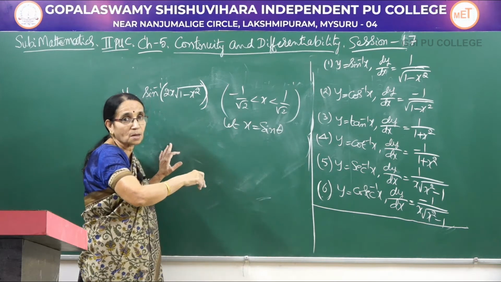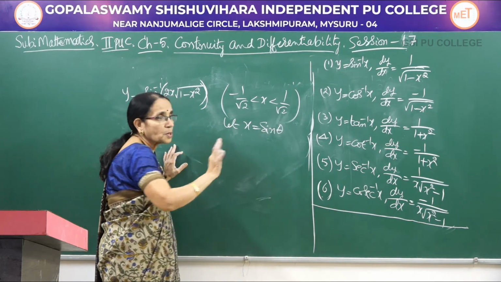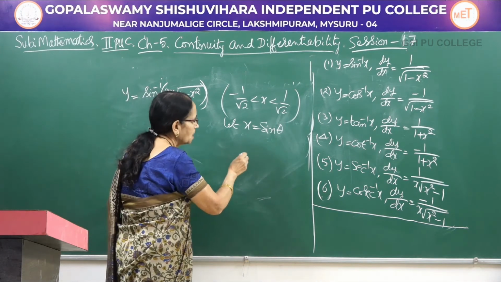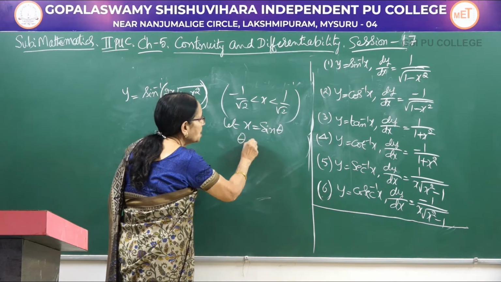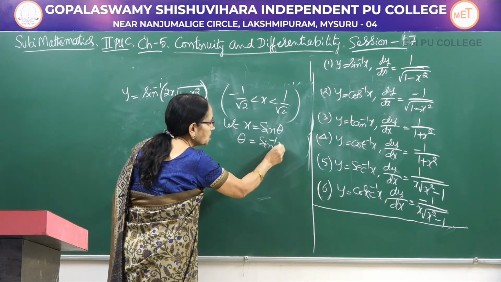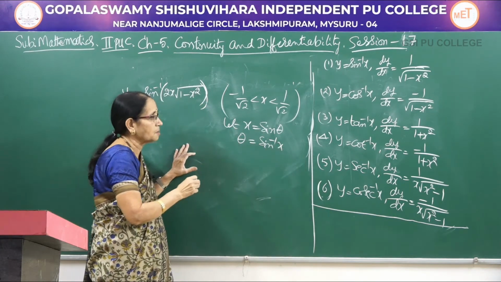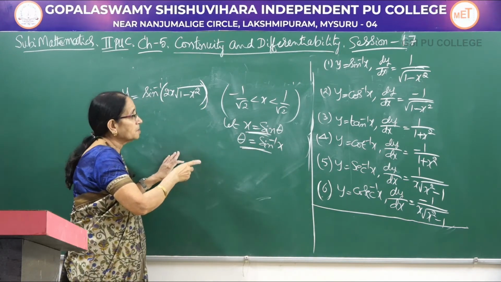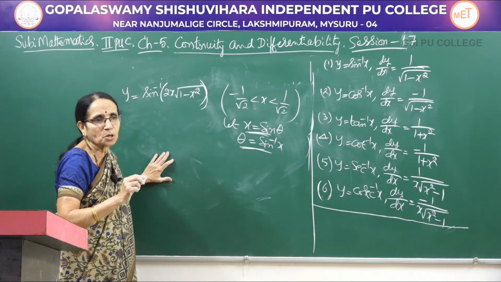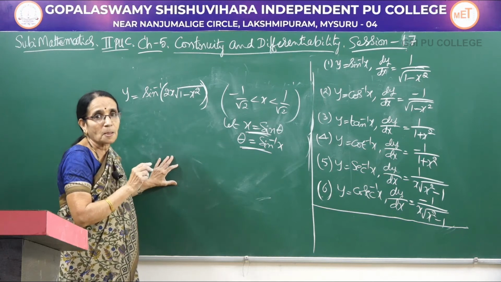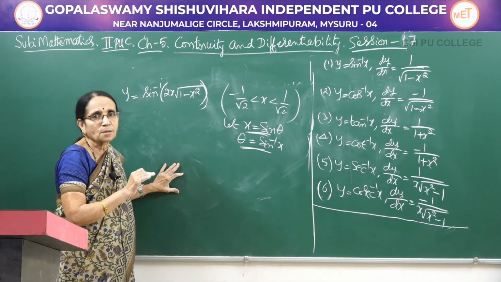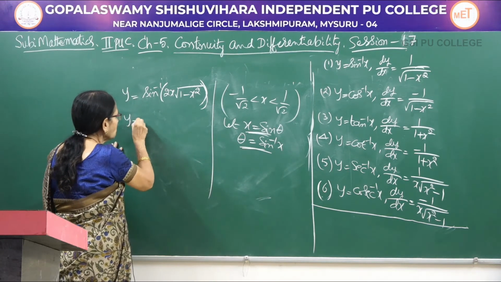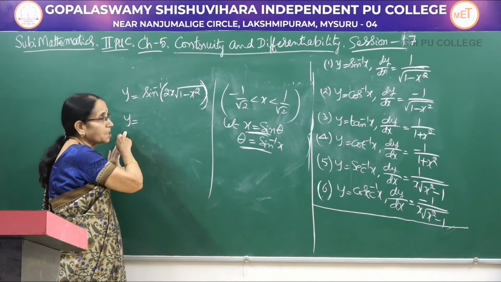Don't take sin x there. Both of them should be different variables. Let x be equal to sin theta. Then theta would be sin inverse x. I am using the definition again. Now this theta we have made as an assumption just to simplify this one. But the answer should be in terms of x, that is the variable that has been given to us. Therefore, first let me simplify. Don't write dy by dx here.